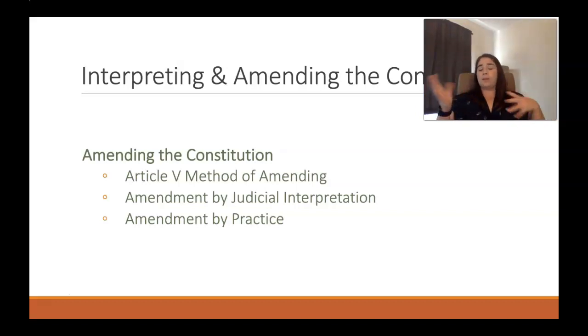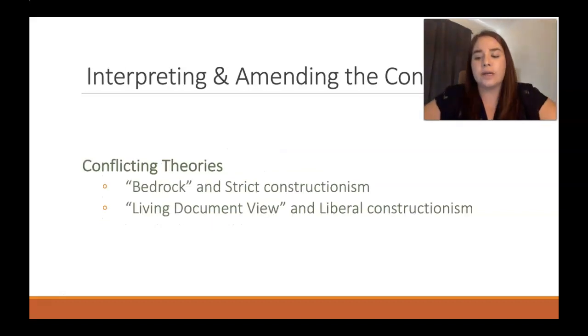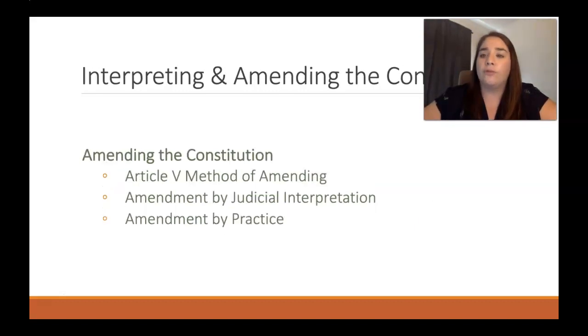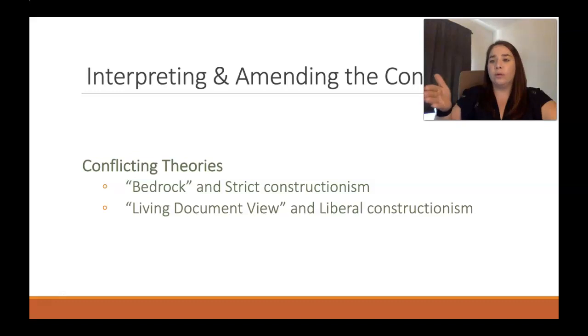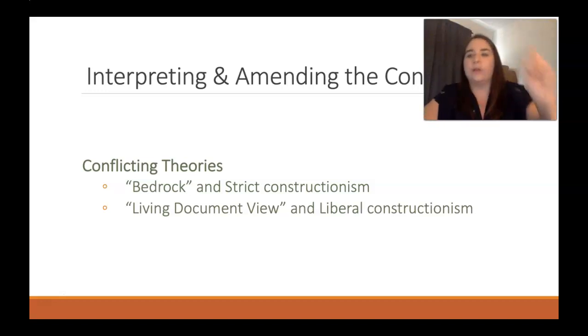And then we have amendment by practice, which is where people just operate under a different way until that becomes the custom. That becomes our usage of that law. And so when we look at these conflicting theories, the real focus for strict constructionalists is going to be on that Article 5 method of amending, because they typically do not like amendment by judicial interpretation. Those judicial amendments tend to be more liberal because they tend to be reactive to our current situation rather than what it looked like in the 1700s.